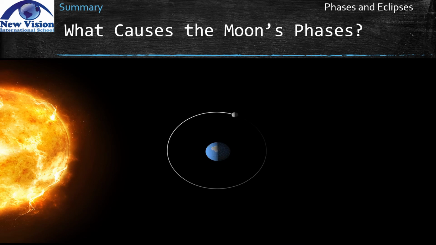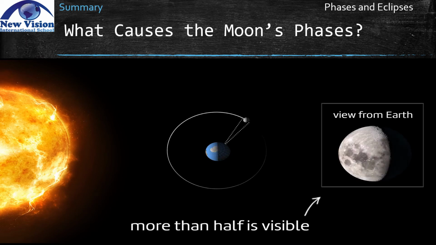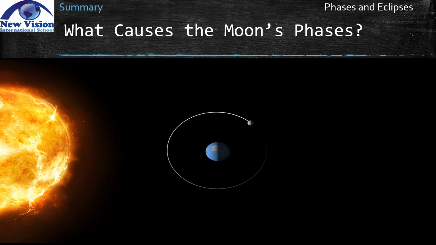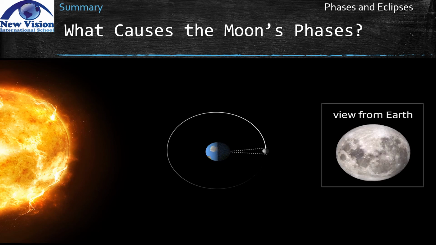As the moon continues, we see more than half of its bright side. We call this a waxing gibbous moon. When the moon reaches the halfway point on its orbit around the Earth, we can see the whole lit up side. This is a full moon.